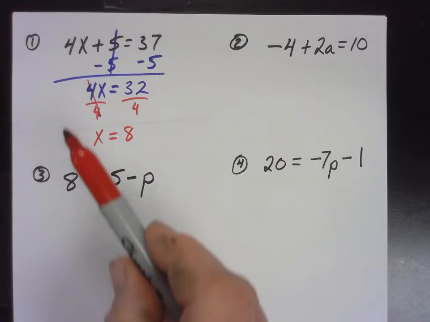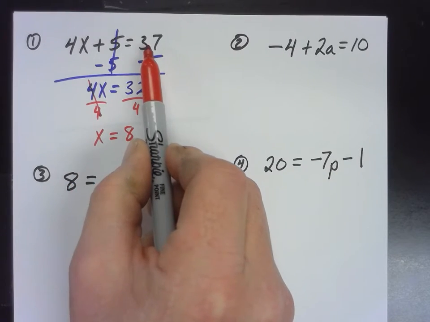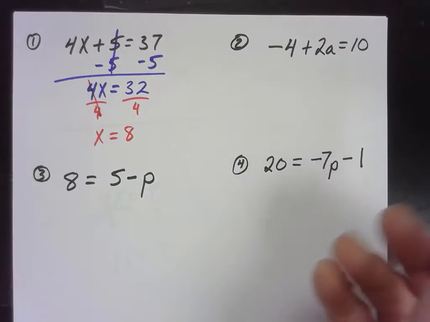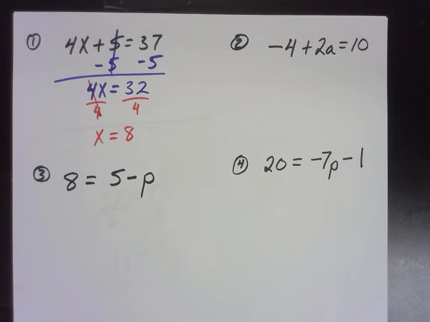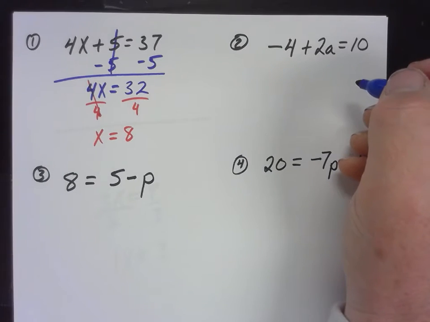Does that number work? Does 4 times 8 plus 5 equal 37? Yes. You can check your work, can't you? You can see whether it's correct or not. Okay, over here, what first? Plus the 4. Add 4 to both sides?